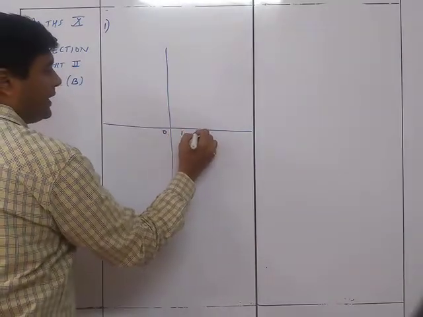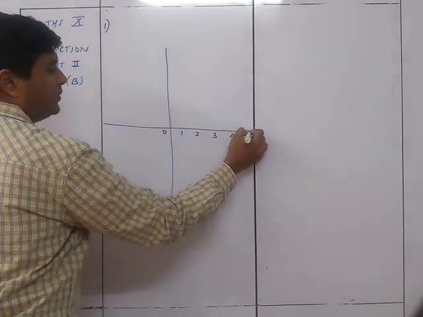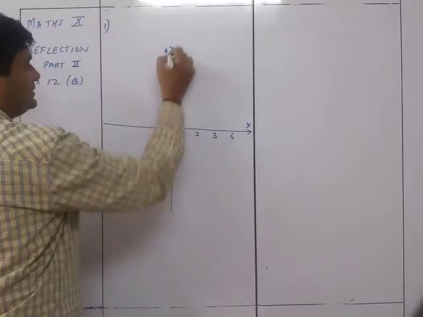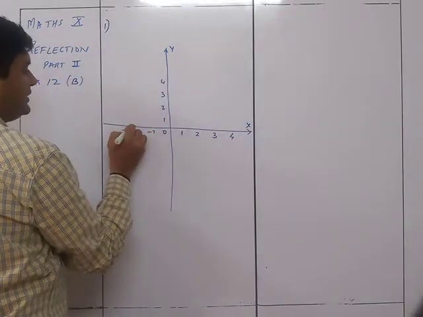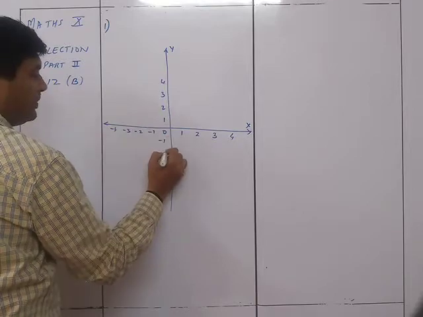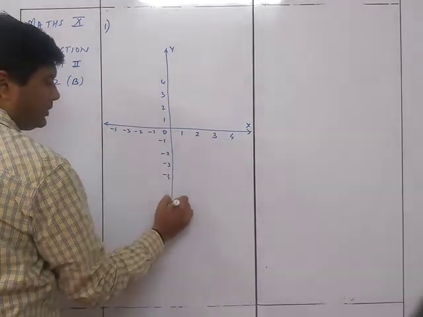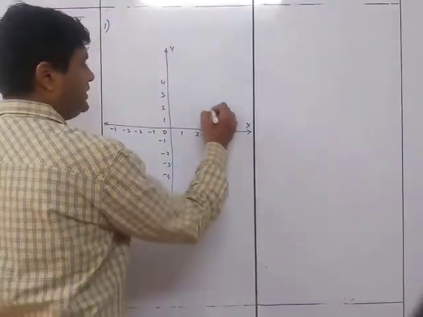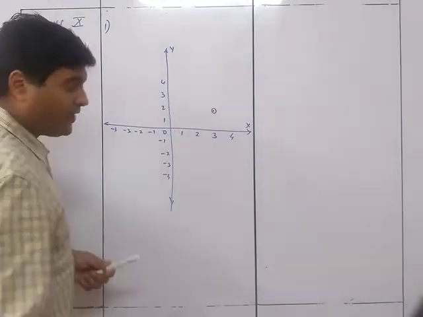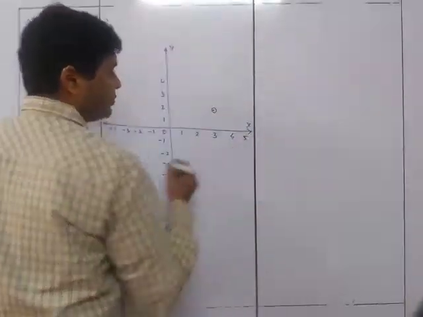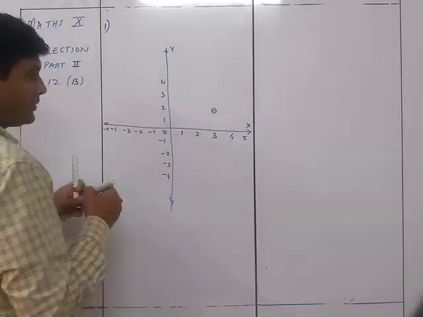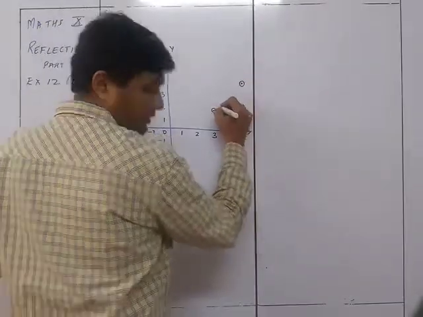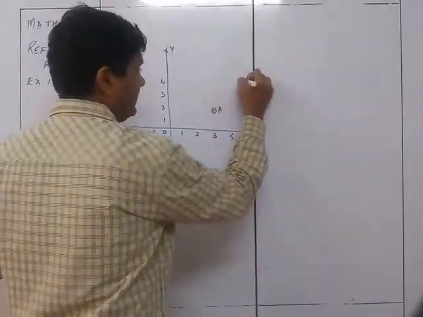This is 0, 1, 2, 3, 4, which is the x-axis. 1, 2, 3, 4, y-axis. Minus 1, minus 2, minus 3, minus 4, and minus 1, minus 2, minus 3, minus 4. The points they asked us to plot are 3, 2 and 5, 4. So 3, 2 will be here, and 5, 4 will be over here. This is point A, and this is your point B.